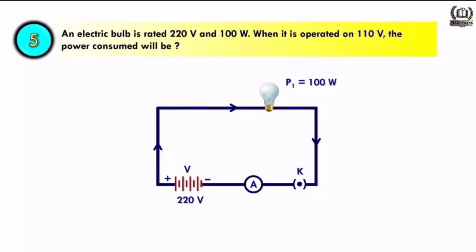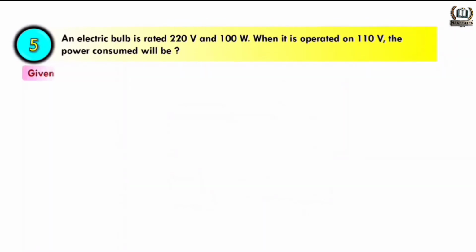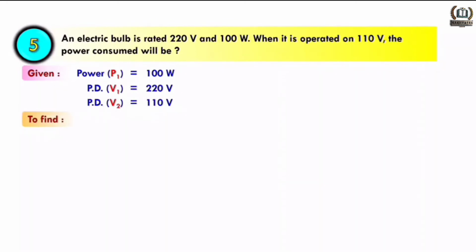Alright, so see here, power 1 is given as 100 watt and we have to find out the power 2. So power P1 equal to 100 watt, the potential difference V1 equal to 220 volt, and the potential difference V2 equal to 110 volt. We have to find out the power P2. The formula here is P equal to V square by R.